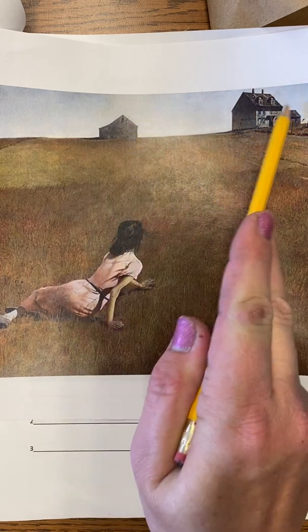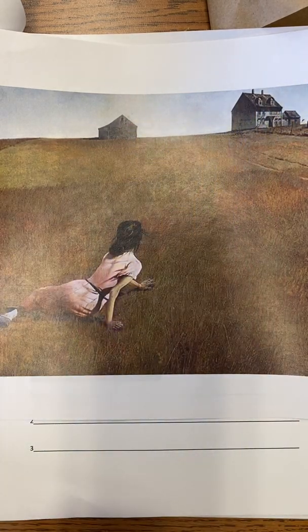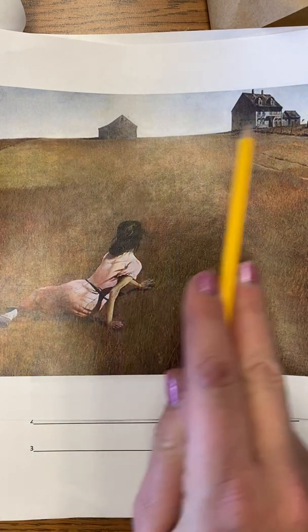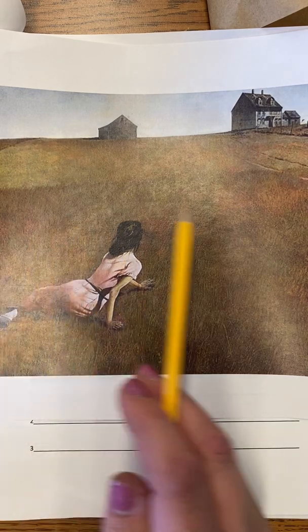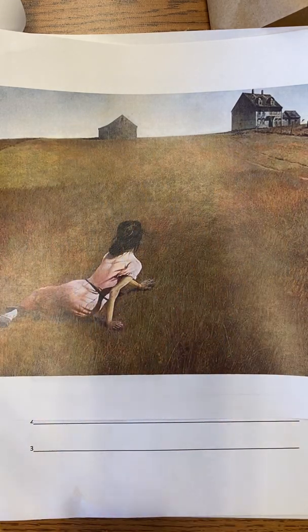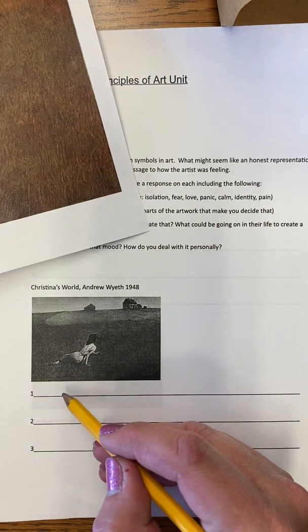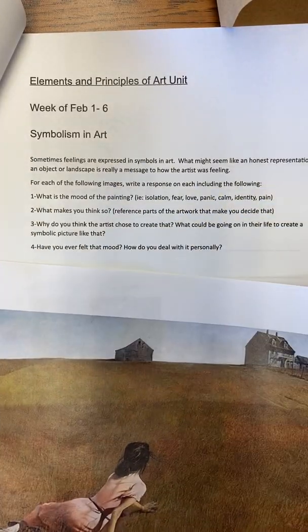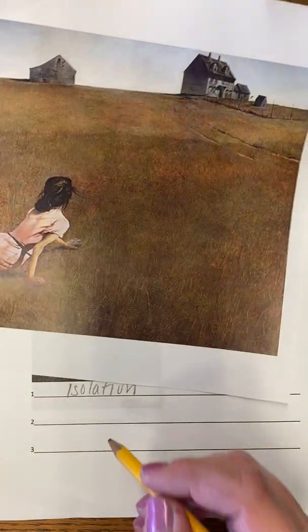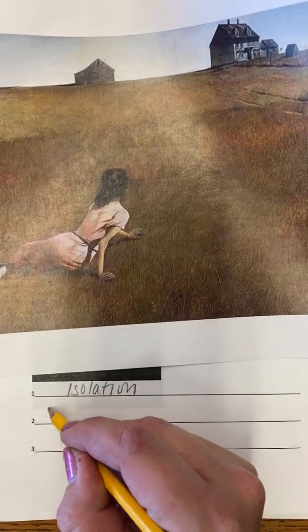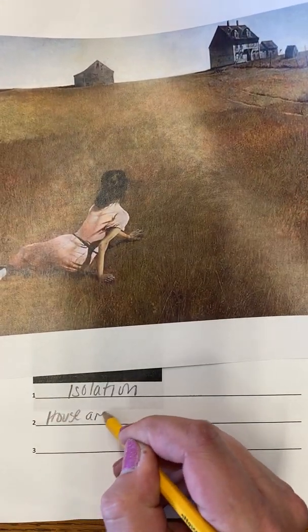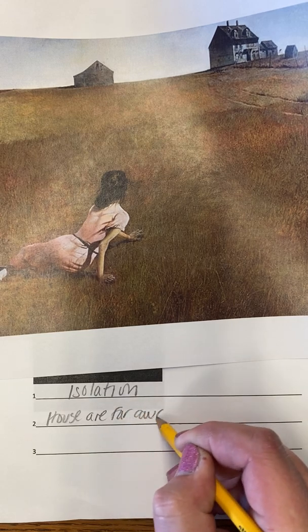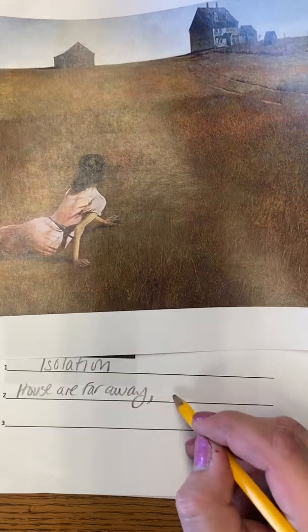The house is far away. If the artist wanted to show that she belonged somewhere, the house wouldn't be so far away. She would have stuff around her. She would have people around her. She would have a closer house. So I'm going to fill this out as isolation. What makes me think so? Well, what did I just get done saying? The house is far away, and she's by herself.